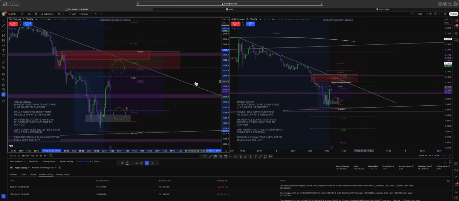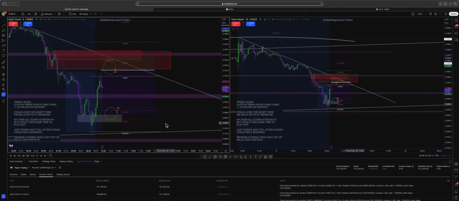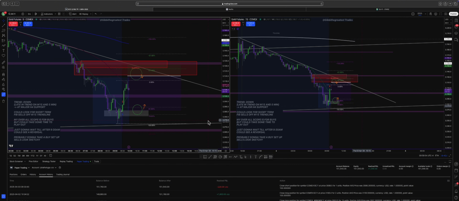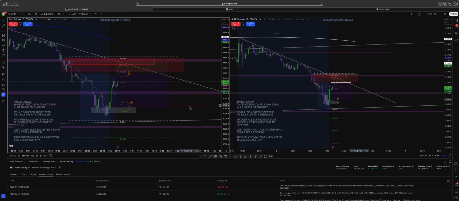For buys, I wanted a deeper pullback. And I was just like, yo, if it didn't give me a deeper pullback, just only focusing on Fibonacci type setups, not thinking about my patterns or anything like that at all, or trend line break. But yeah.